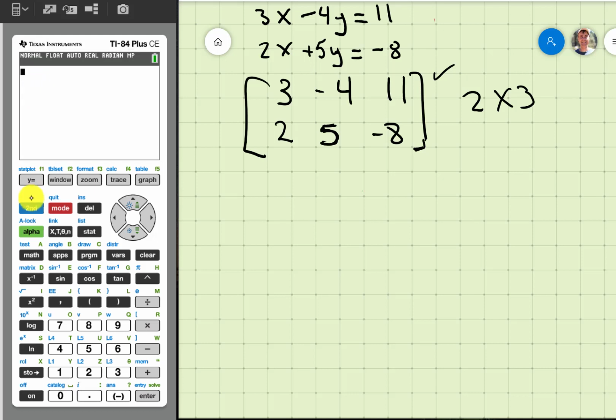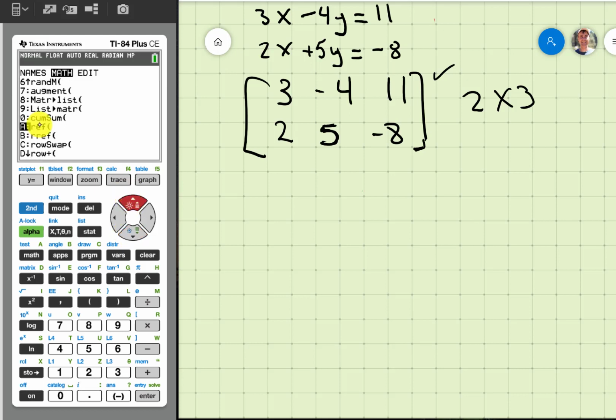In fact, we're going to put in the ref commands, and that is in the matrix menu again. So we're going to go second, matrix menu, but this time we're going over to the math command. That means I have to go faster. I'm going to go sideways, and I'm looking for the ref. It's not showing up here, but there's a lot of matrix commands, and there they are.